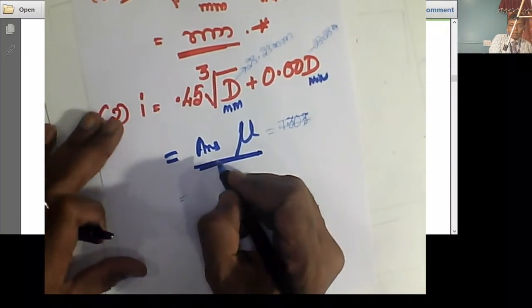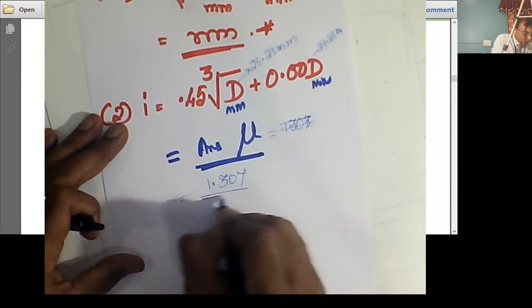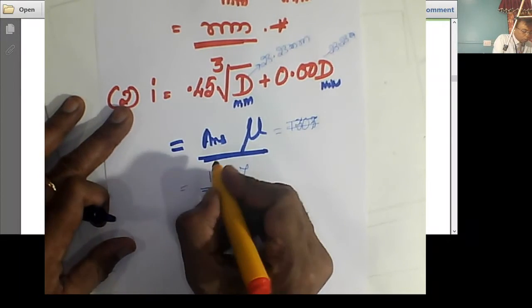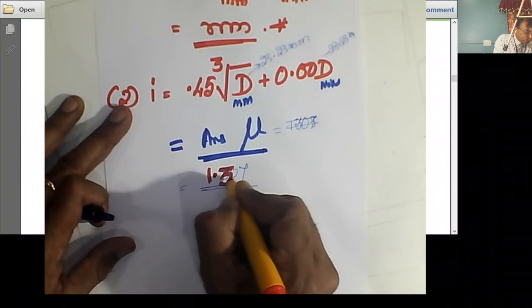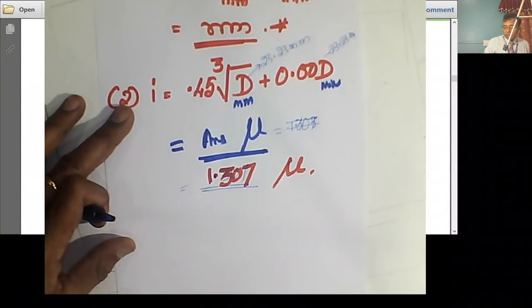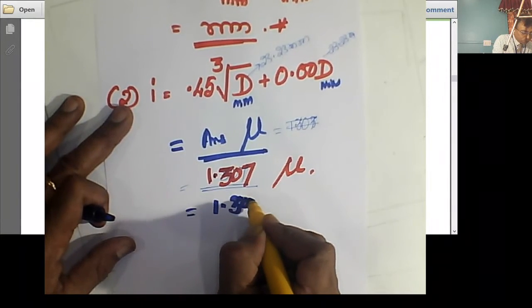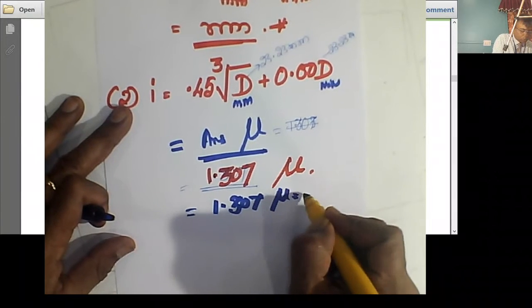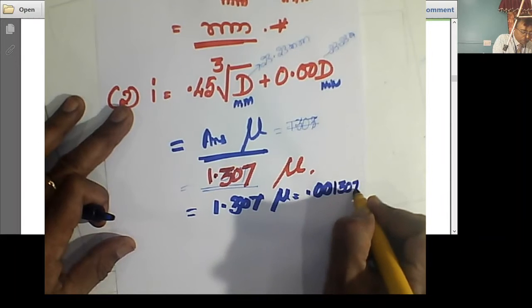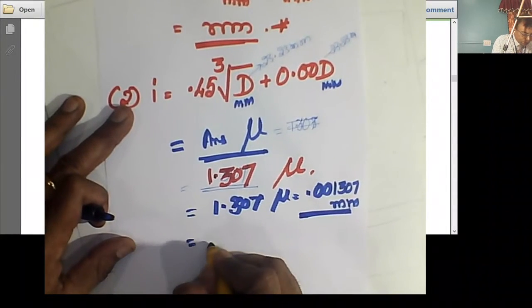You get 1.307. And what is this? As I said, 1.307 is the answer you get in microns. That is equal to 0.001307 mm, or you can round it off to the third decimal.